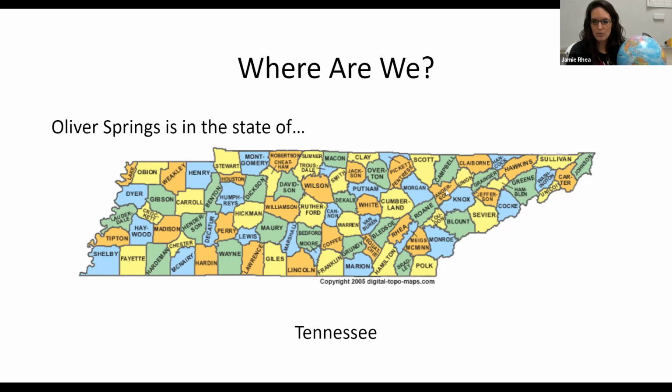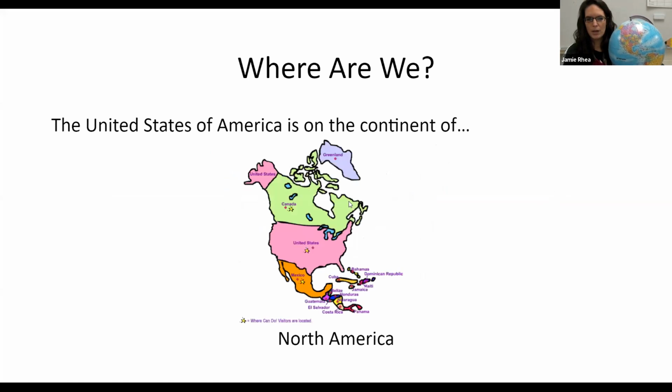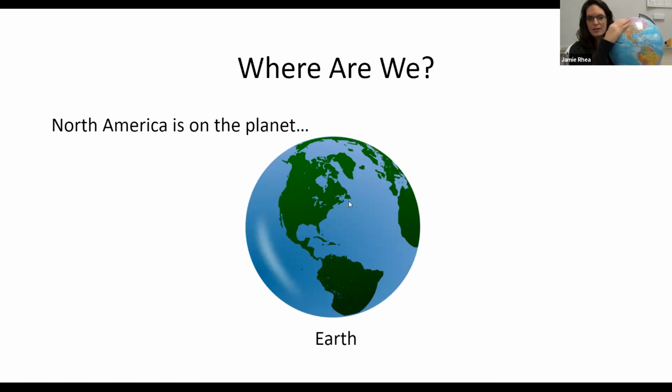And we are right here. This little orange area, that's Anderson County. Okay, but here we live in the state of Tennessee. And our state of Tennessee is in the country of the United States of America. And I'm gonna show you on the globe, here is the United States of America. Oops, wrong way. And the United States of America is on the continent of North America. So here's the continent of North America. And then North America is on the planet Earth. So here's our entire planet Earth.